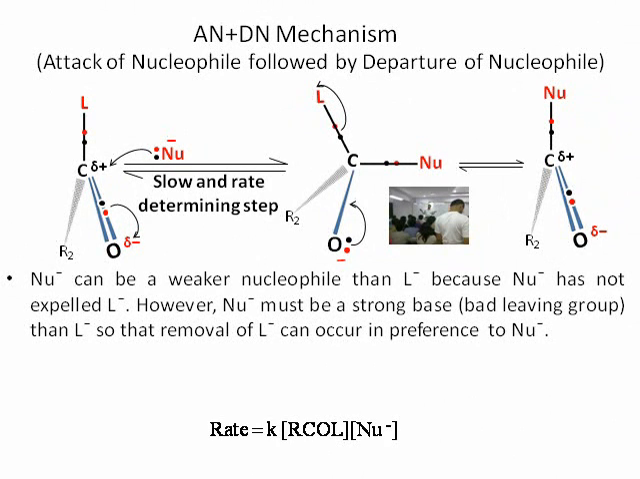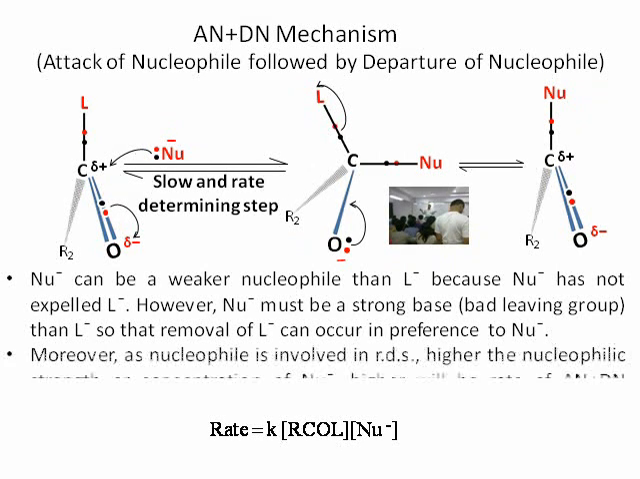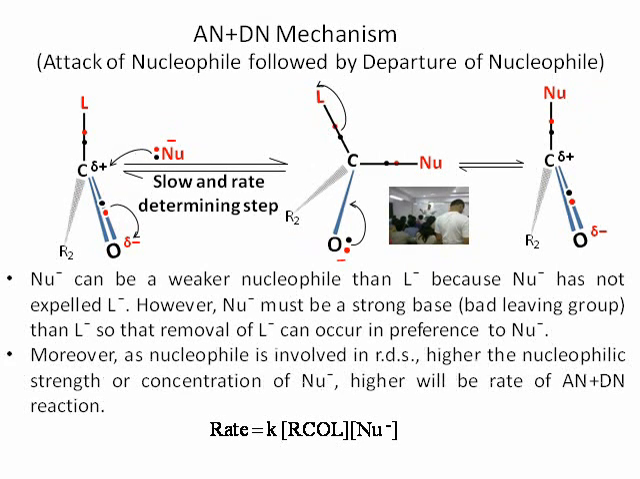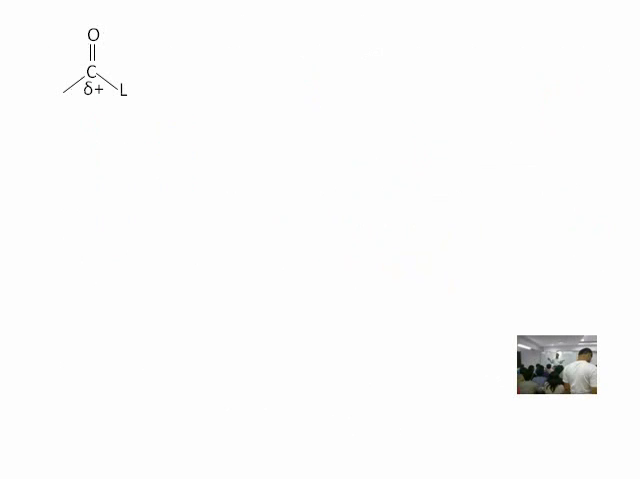The rate of this reaction is equal to rate constant into the concentration of RCOL and the concentration of Nu minus, as it is suggested by the rate determining step. So therefore from here you can see the nucleophile is involved in RDS. So therefore higher the nucleophilic strength and the concentration of Nu minus, higher will be the rate of AN+DN reaction.